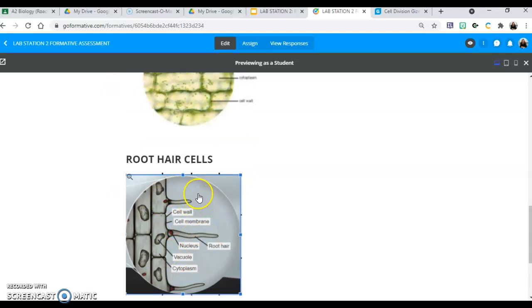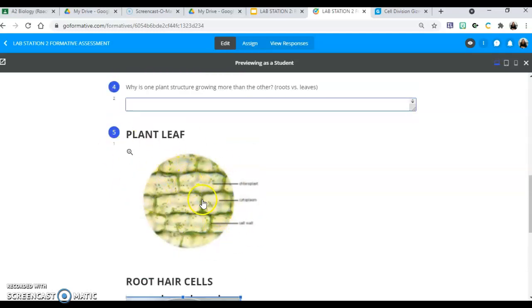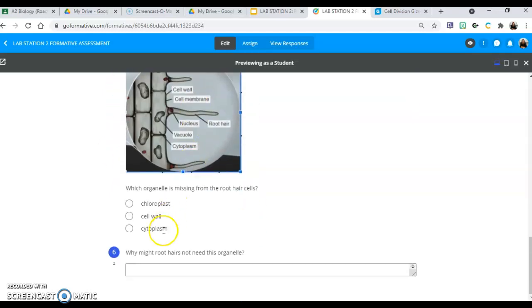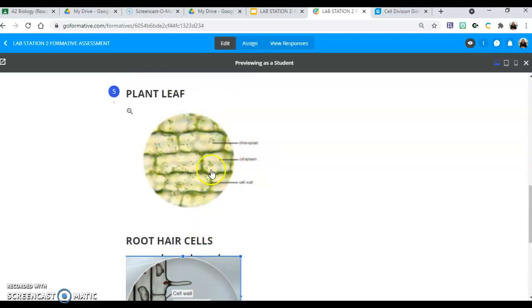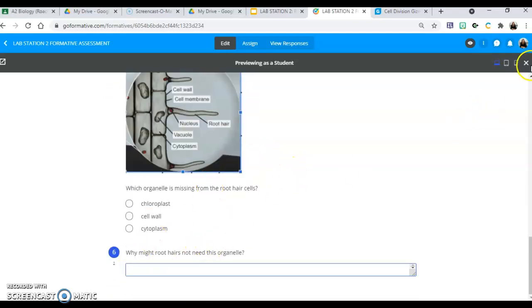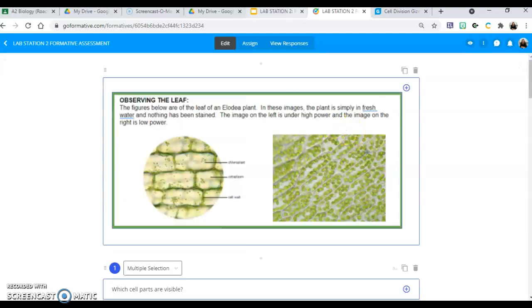Root hairs, even though they're plant cells, are missing one important organelle that a leaf has. And then you want to think about why root hairs might not need that organelle, what the function of that missing organelle is, and why a root hair will not need it. And when you're done, submit, and you're all done with station 2.